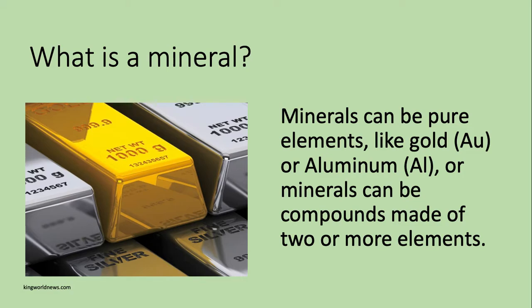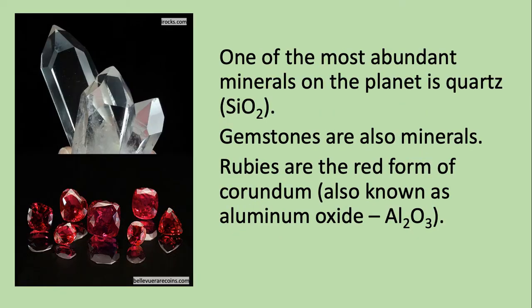Minerals can be elements like gold or aluminum, or minerals can be compounds made up of 2 or more elements. One of the most abundant minerals on the planet is quartz, abbreviated as SiO2. That's 1 silicon atom for every 2 oxygen atoms. Gemstones are also minerals. Rubies are the red form of corundum, also known as aluminum oxide. 2 aluminum atoms for every 3 oxygen atoms.